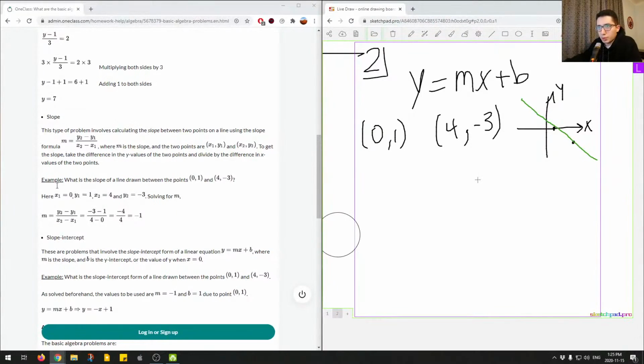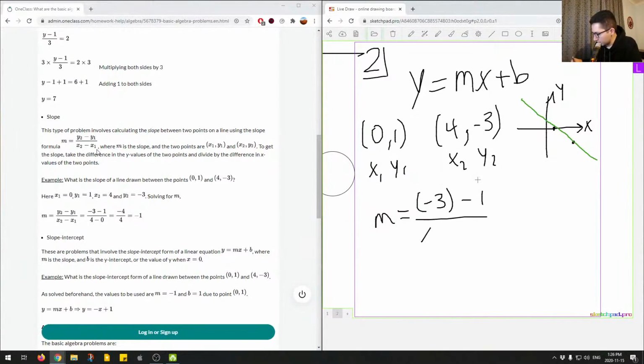Okay, so what we want to do here for this slope is kind of algebra, just plugging into this equation and finding the slope. So we can say this is x1, y1, and then this is x2, y2. So we know the slope is y2 minus y1, so negative 3 minus 1. So y2, which is negative 3, minus 1, which is y1. And we have x2 minus x1, so divided by x2.